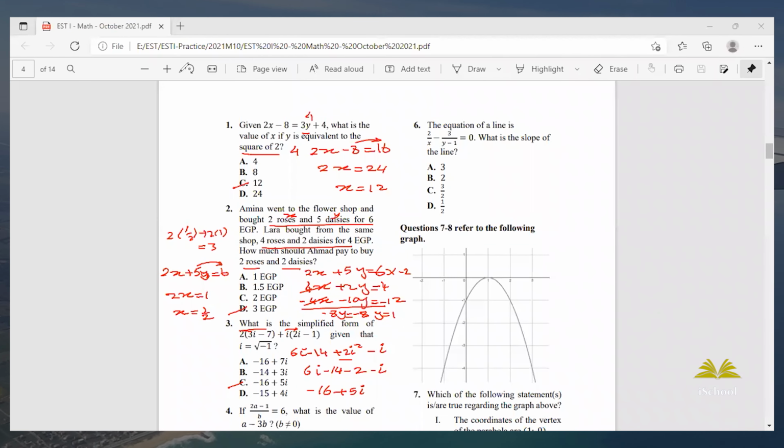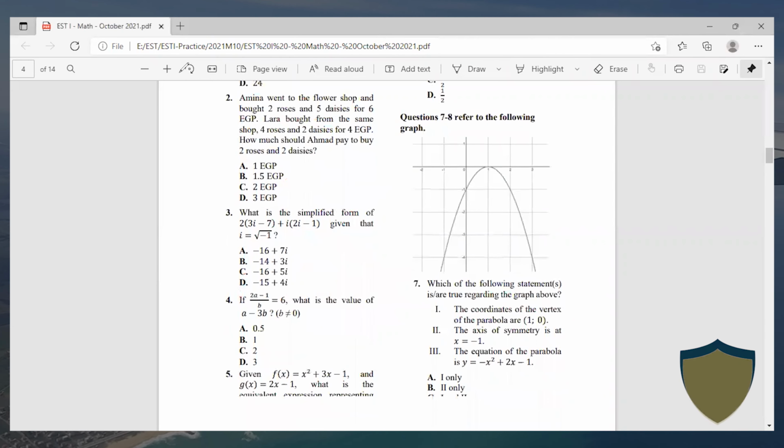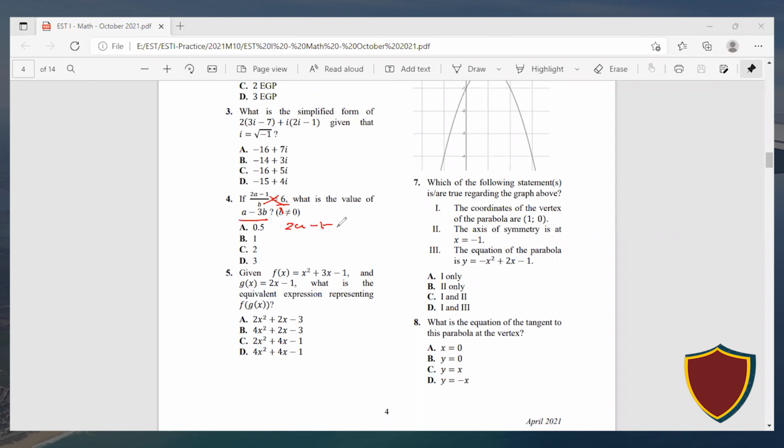Question number 4. If you have 2a minus 1 over b equals 6, and we want to find the value of a minus 3b. First of all, we must make 6 over 1 to do cross multiplication. So 2a minus 1 equals 6b. 6b goes to the other side and 1 goes to the other side. So 2a minus 6b equals 1.